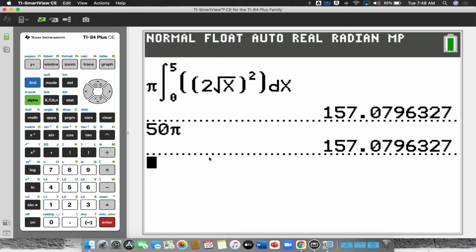Okay. So when you round to the nearest thousandth, the thousandth is 3 spaces, 9. The number after it is 6, so that means I'm going to round up. So 157.080.